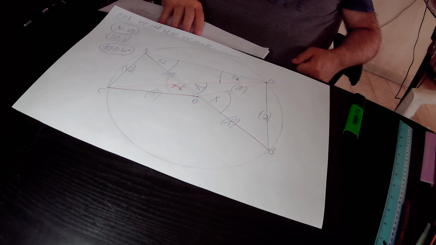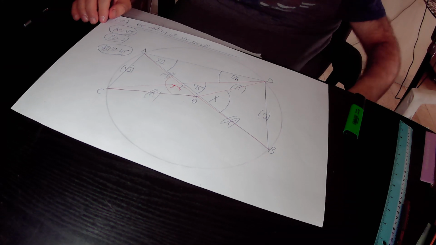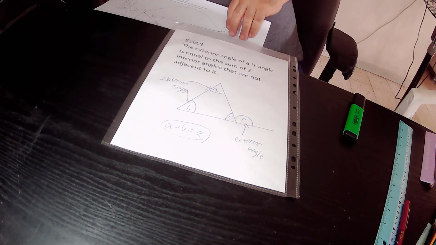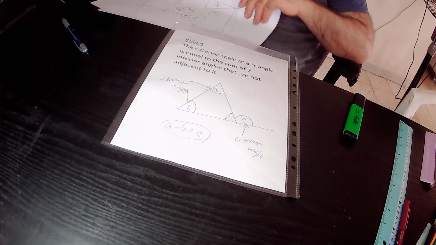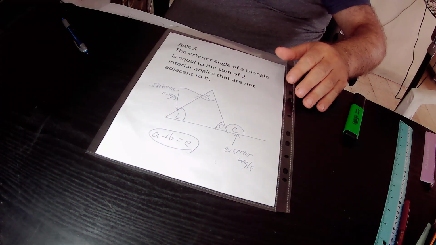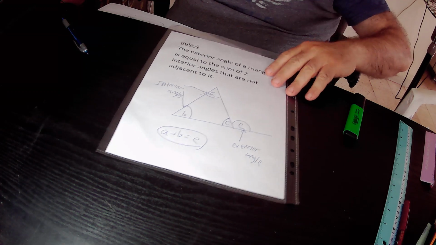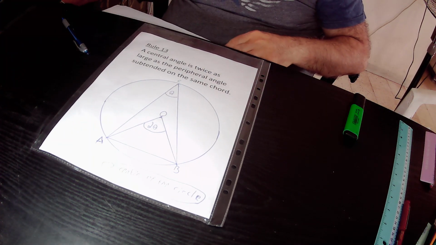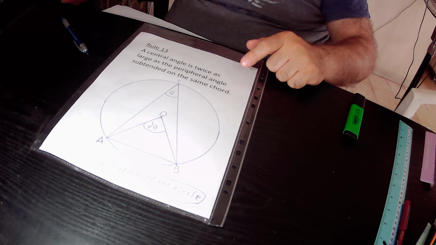So now we can implement rule 13 in our drawing. Let me repeat quickly rule 13. According to rule 13, a central angle is twice as large as the peripheral angle subtended on the same chord.